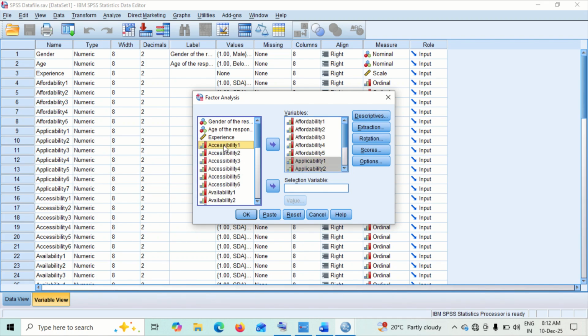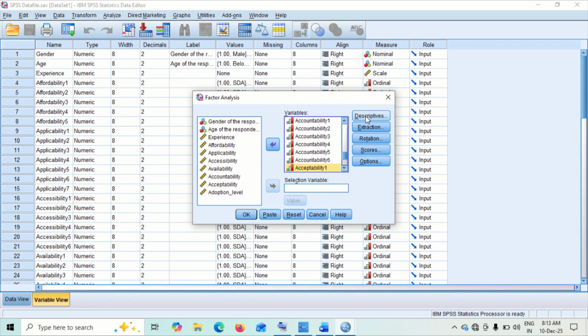Then accessibility, selected and moved to the right side. And again availability. Thereafter accountability, and finally acceptability. There are 6 components used to measure adoption level. All the statements are selected and moved to the right side.